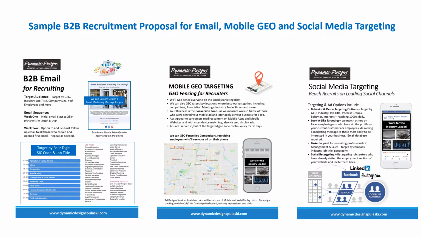This is an example of a proposal we put together for one of our agency partners who was trying to help an industrial client reach and target new managers in their industry. So we were able to do some email recruiting, some mobile geo-targeting, geofencing all those locations in town where potential employees worked, as well as targeting them via social media. So as you can see, you can pull together these different elements to create a unique targeting package for your client. Again, another example of templated proposals ready to go and something that we're happy to customize for your advertiser.